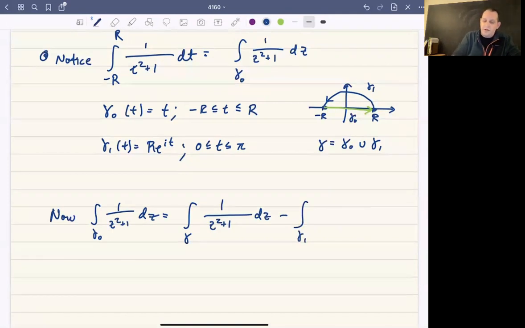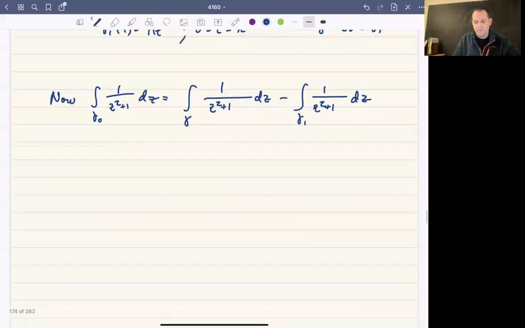Okay, because if you were going to integrate over gamma, what would you do? You'd integrate over gamma naught and then over gamma 1. So here I'm just subtracting. This integral over gamma naught is the integral over gamma minus the integral over gamma 1 of 1 over z squared plus 1 dz. Now our job is to compute these two integrals and then take a limit and see what happens.